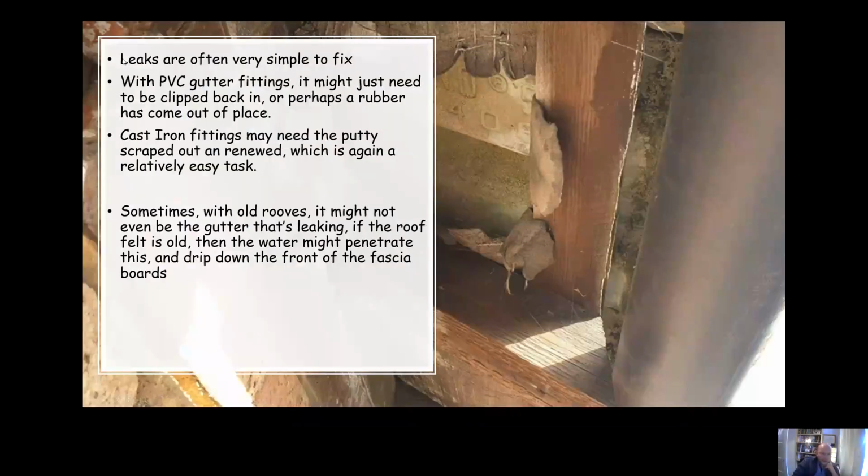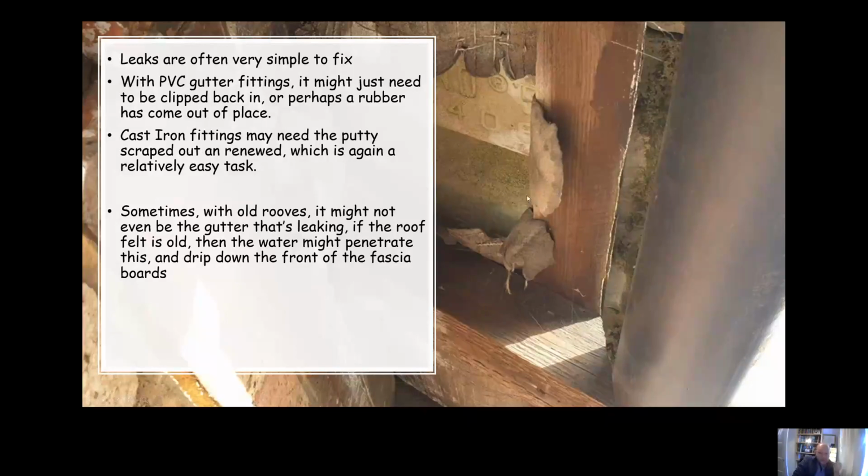You can quite often fix leaks fairly easily. For example, with PVC guttering, it might just be a case of clipping the fitting back in, or replacing or changing the position of the rubber, for example. If cast iron guttering is leaking, it might just be a case of the putty might have cracked, so you scrape out the old stuff, renew it, and tighten up the bolt again.